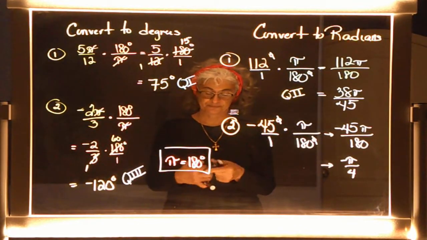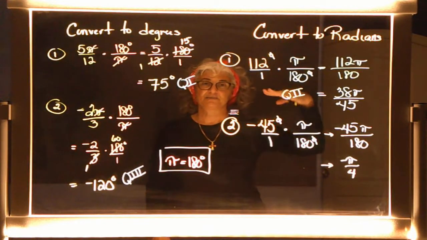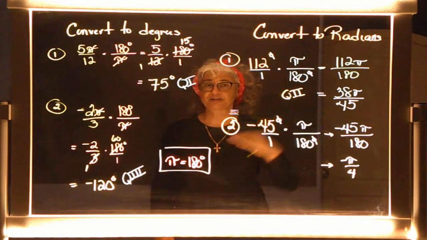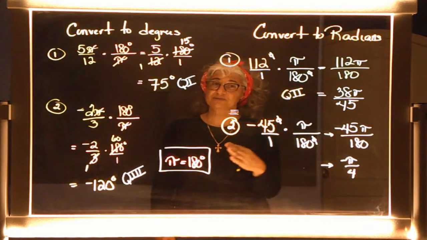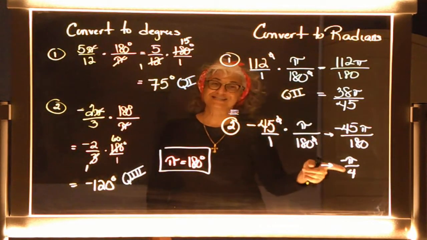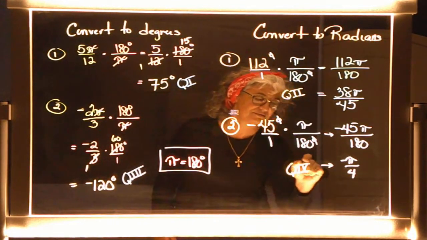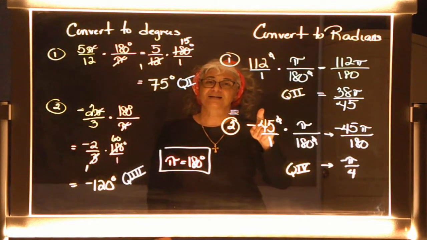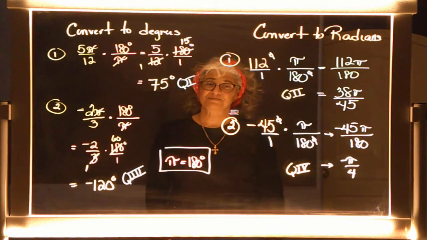Now, negative 45 degrees. That means we started at the positive x-axis and we went against the labeling. We went clockwise. So negative 45 degrees is which quadrant? Yeah, that's quadrant 4, isn't it? Which means negative pi over 4 is also quadrant 4. Just trying to get you used to thinking about the quadrants as well as the degrees and the radian conversion. Good? Okay, so stay tuned.